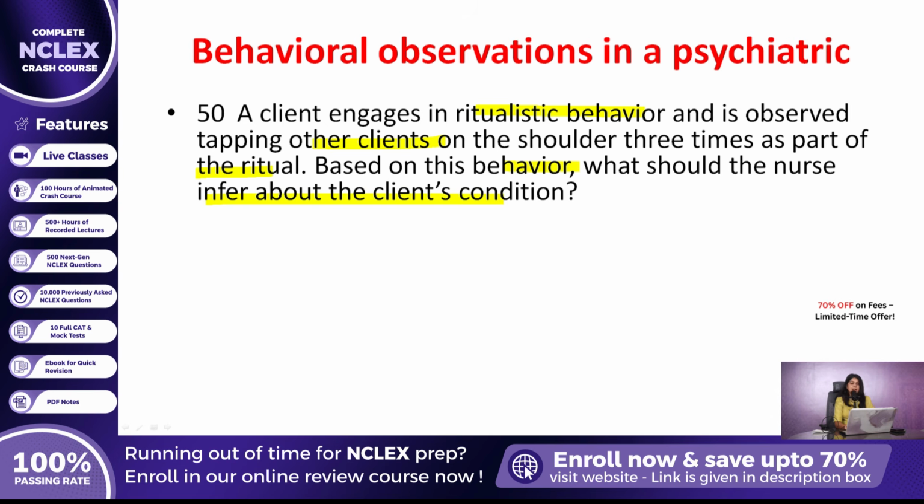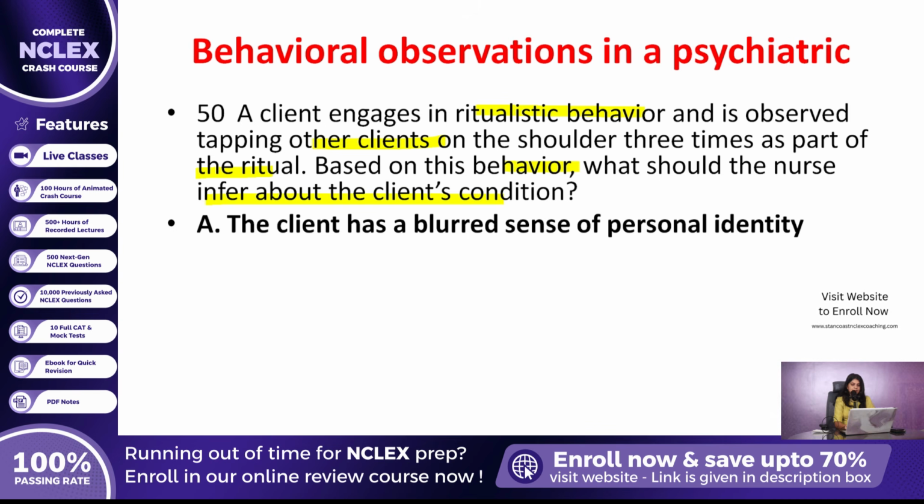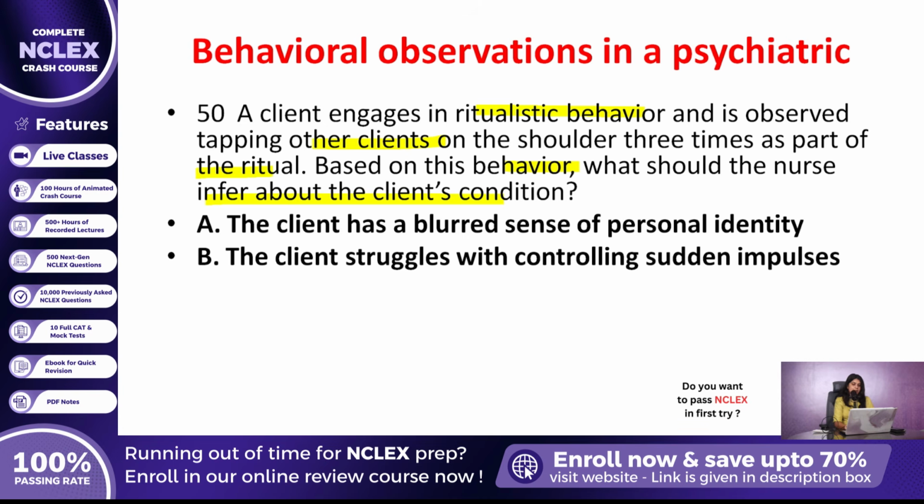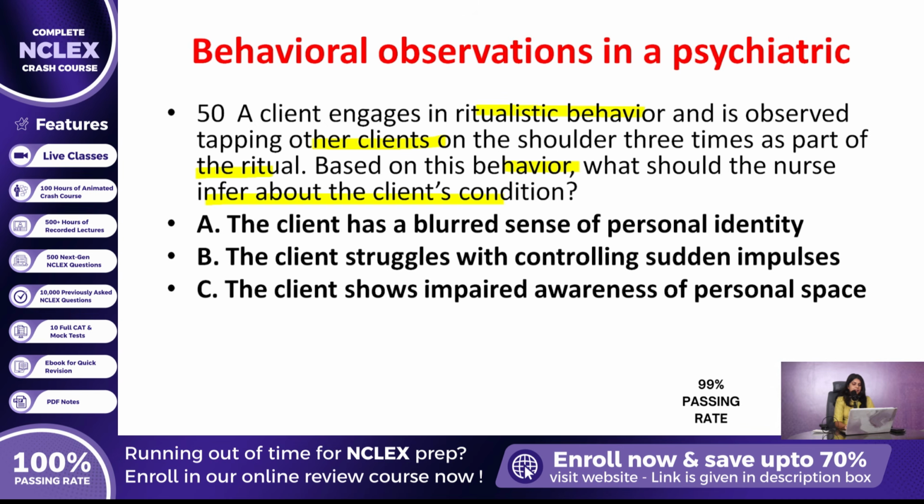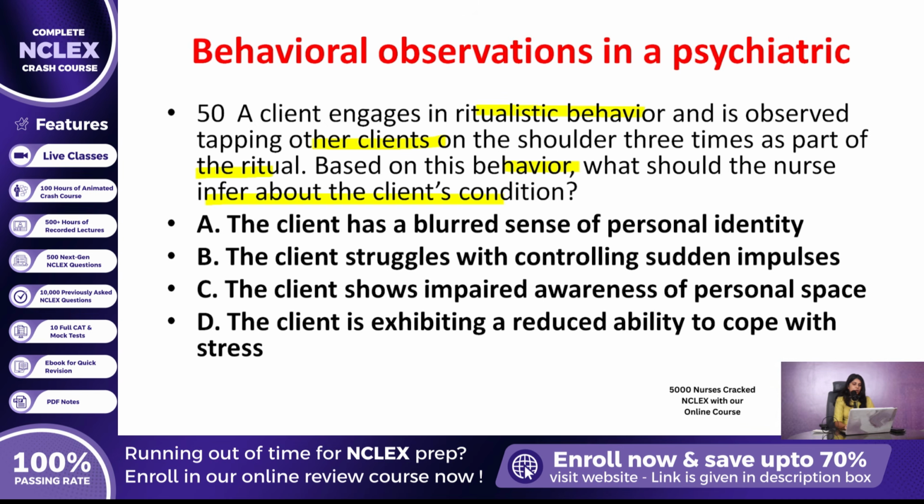The choices are A. The client has a blurred sense of personal identity. B. The client struggles with controlling sudden impulses. C. The client shows impaired awareness of personal space. D. The client is exhibiting a reduced ability to cope with stress. The correct answer is option D. The client is exhibiting a reduced ability to cope with stress.